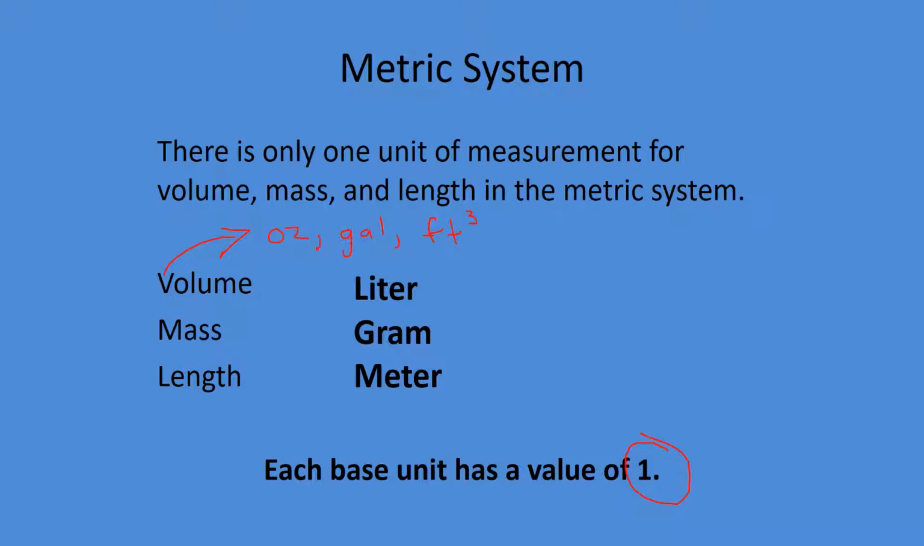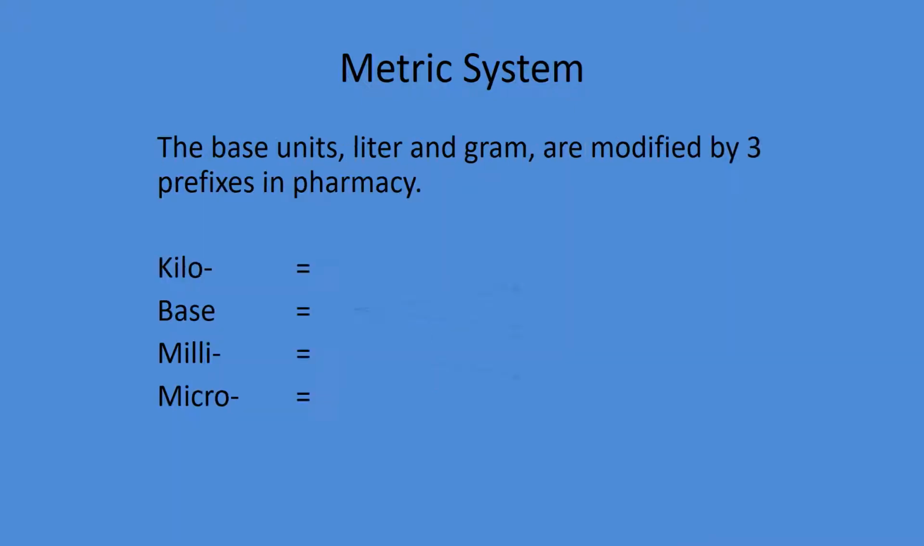In the metric system, sometimes you'll have to deal with very large numbers and very small numbers. And that's where the prefixes come in. So in the metric system, for pharmacy, we're only going to use these 3 prefixes. So we have kilo, the base unit, milli, and then micro.